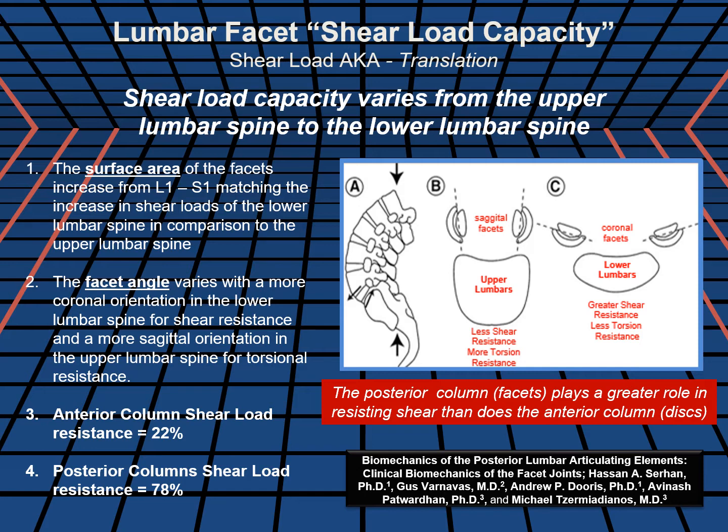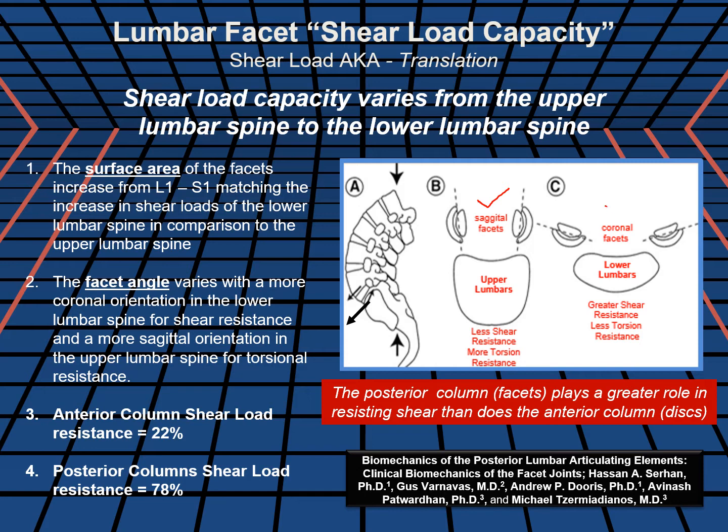And the facet angle varies, with a more coronal orientation in the lower lumbar spine, which gives great shear resistance. A good example of that would be the movement of translation of the lower lumbar vertebrae that would create shear, that vertebra wanting to slide forward. If you'll notice, in the upper lumbars, most of the facets are sagittal. This doesn't afford good shear resistance, but it does afford good torsion resistance.